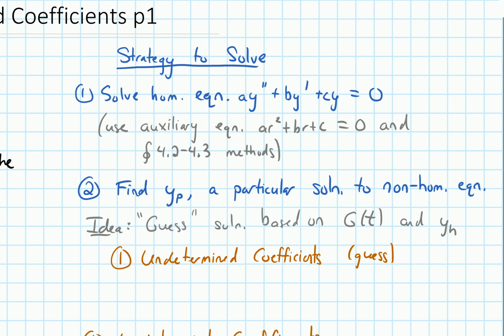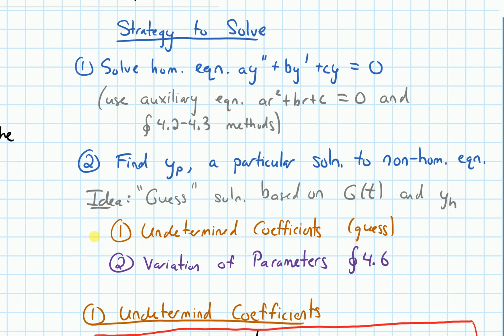And there's another method called the variation of parameters, which is the topic of section 4.6. Variation of parameters in general can be a little bit more cumbersome, but it doesn't involve the level of guesswork that undetermined coefficients does. All right, so let's talk about undetermined coefficients and how it works.